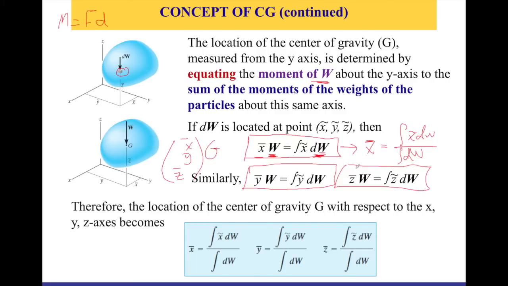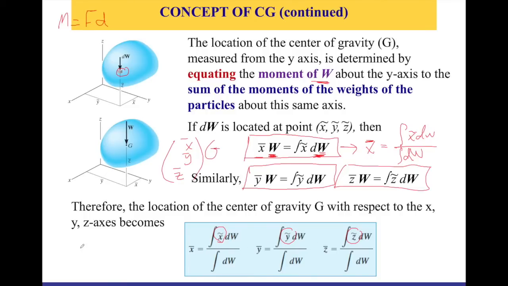So the center of gravity can be identified with respect to x, y, and z with these three formulas. x bar equals the integration of x tilde dW over the integration of dW, which is the weight. The same happens for y and z. You just change what we are integrating: for x we have x tilde, for y we have y tilde, and for z we have z tilde, and everything else is the same.